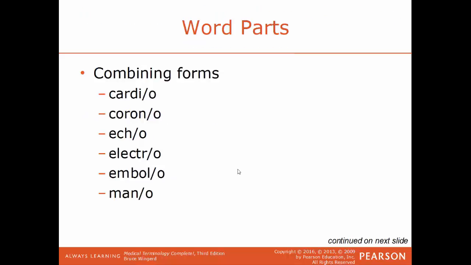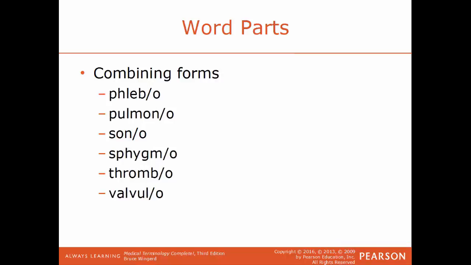Some other combining forms. Cardio is a reference to the heart. Coro, for this body system, is a reference to the coronary arteries or the coronary vessels. Echo is a reference to reflected sound. Electro is a reference to electricity. Embolo is a reference to an embolus, which is a traveling blood clot. A blood clot that is broken free of its original site and is now traveling throughout the body in the blood. And our last term here, mano, is a reference to pressure.